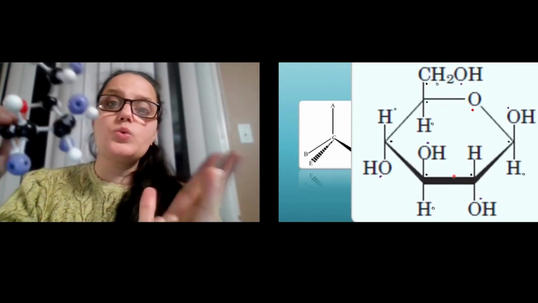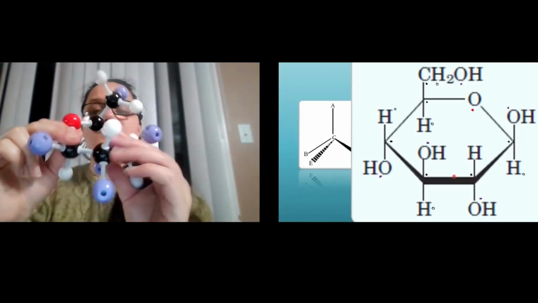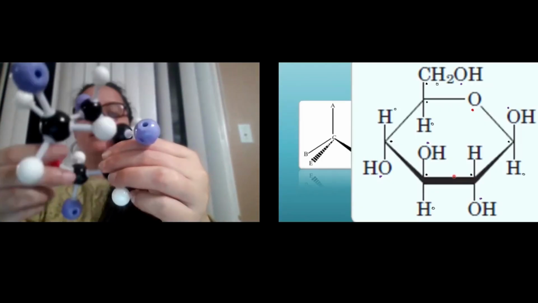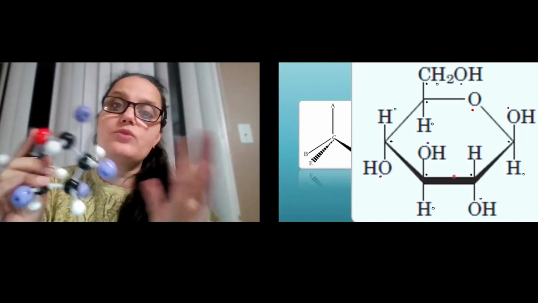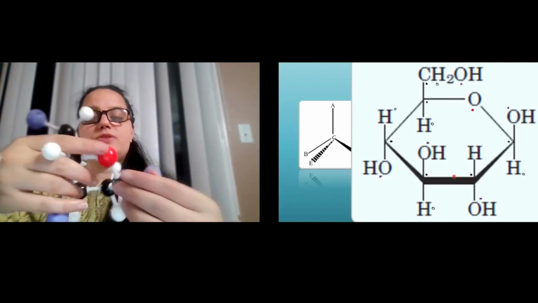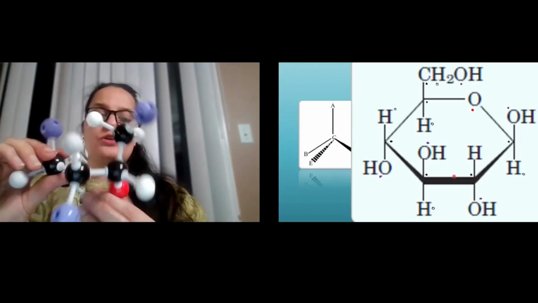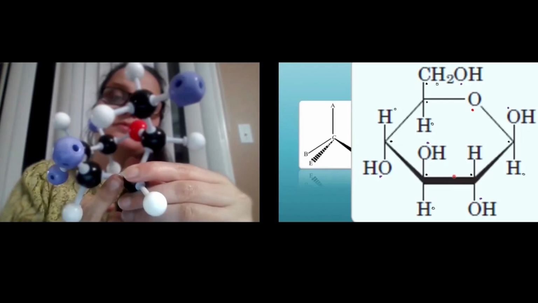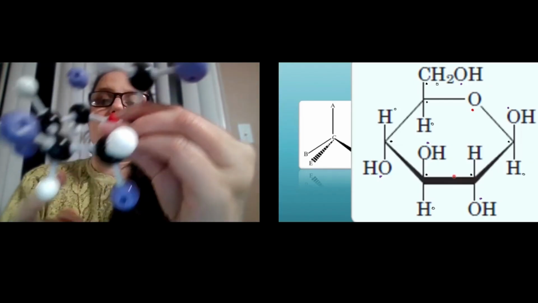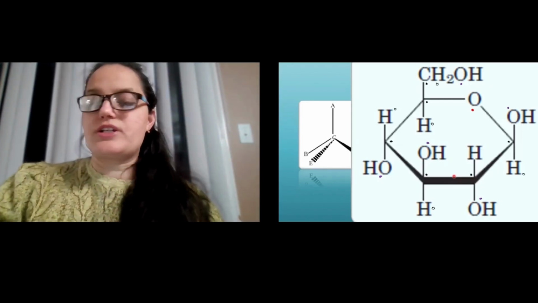But again, the rules remain the same, that the direction matters. If you are lost with the direction, you will lose the whole structure. Nothing will make sense. So direction matters. You need to visualize this from this direction. So this is the Haworth projection formula.